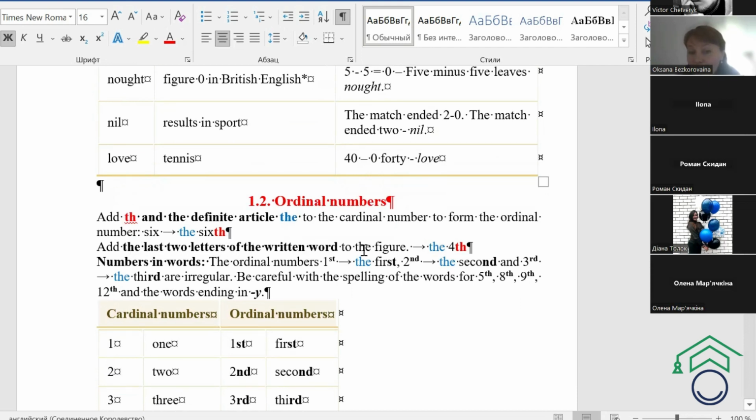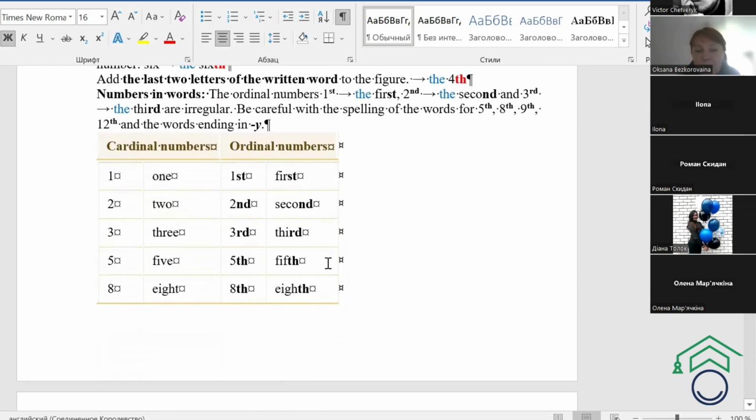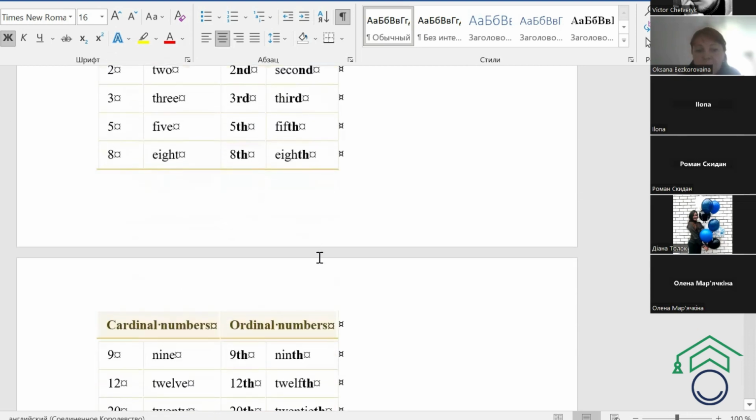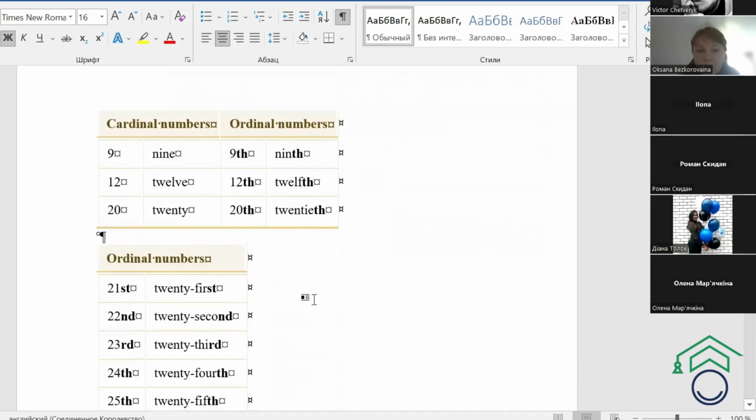Add the last 2 letters of the written word to the figure. The 4th, we can write, the 4th. Numbers in words, the ordinal numbers, the 1st, the 2nd, and the 3rd are irregular. You know that they are irregular. We also should be careful with the spelling of the words the 5th, the 8th, the 9th, and the 12th. Pay attention. So, the 8th, 9th, we omit E. 12th, we change VE into F. 20, we change Y into I and add ETH.